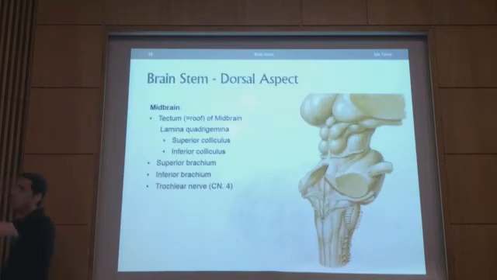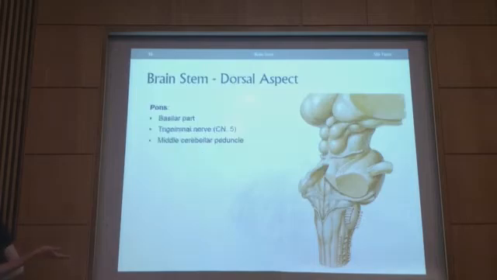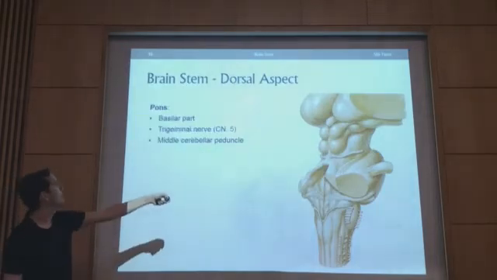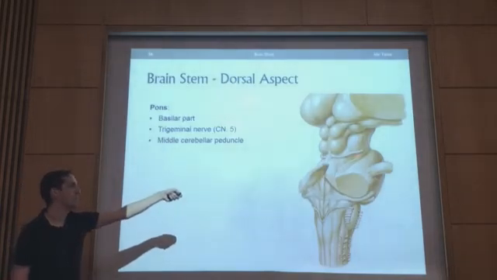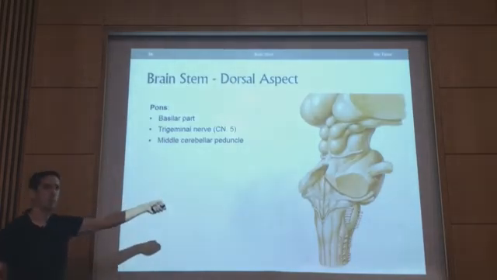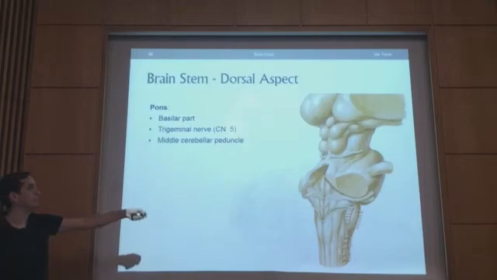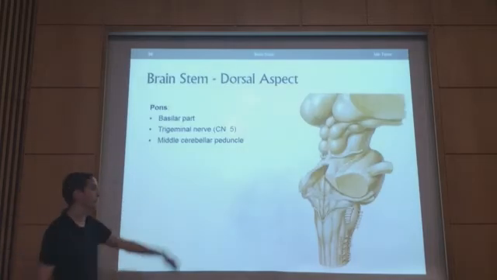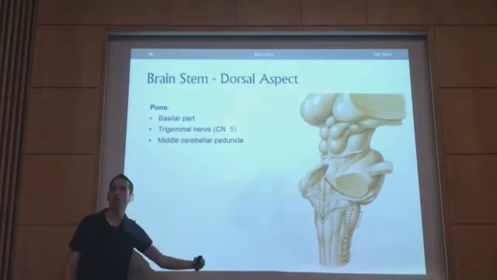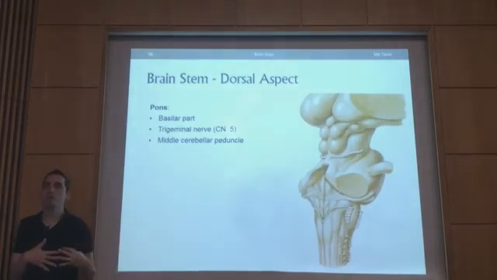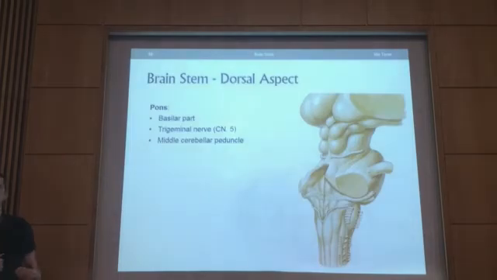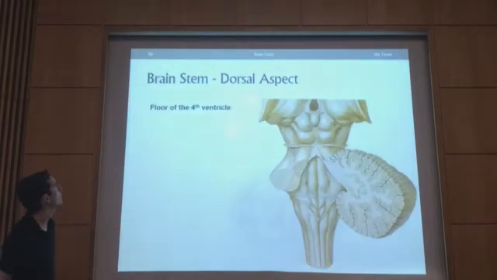So we talked about the midbrain, both in ventral and dorsal aspects, and now in the dorsal aspect, let's talk about the pons. So the basilar part is on the ventral side, and we don't see much of it. This is the trigeminal nerve, and this is the middle cerebellar peduncle, and it is cut because in order to remove the cerebellum, you need to cut its legs, its peduncles. So this is the middle cerebellar peduncle.